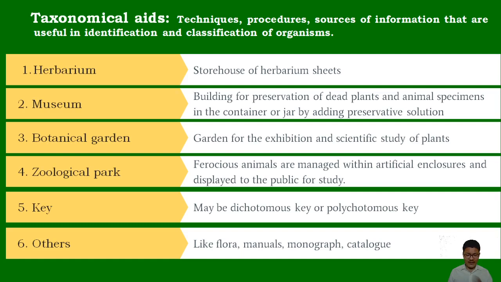Now, sixth, we have different manuals, monographs, catalogs, and flora. All these have different information. In the case of a monograph, it has information about one taxon or one taxonomical category. Say, in the case of the phylum of humans, it has just information about phylum mammal. Catalogs also have pictures, and manuals do have pictures. Flora is a description of different flowering plants.